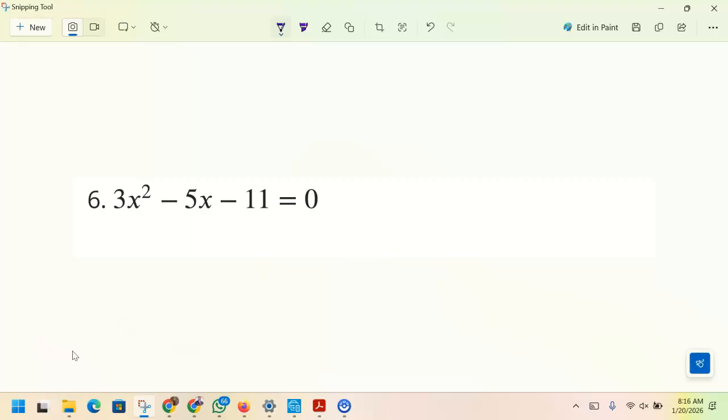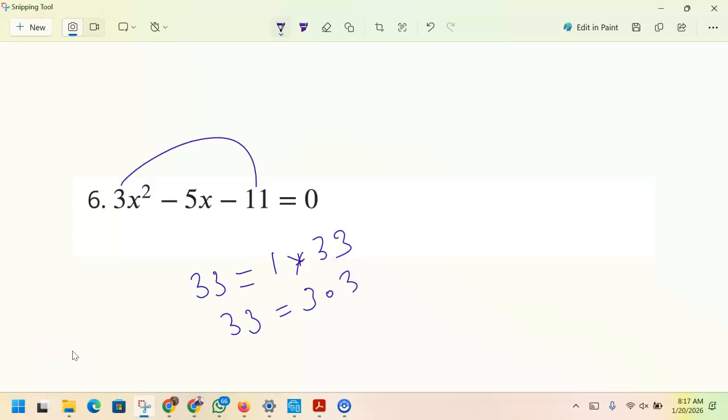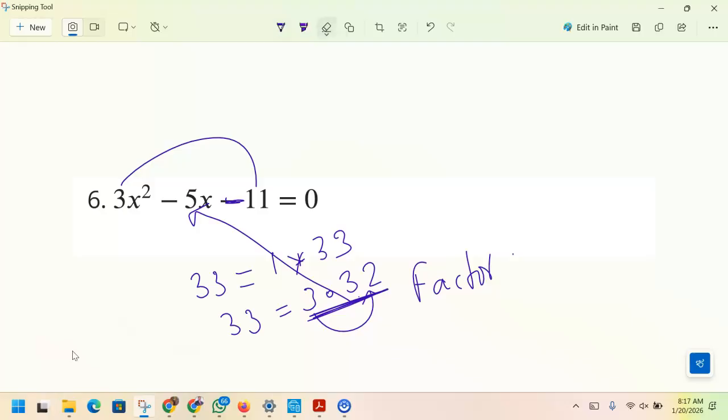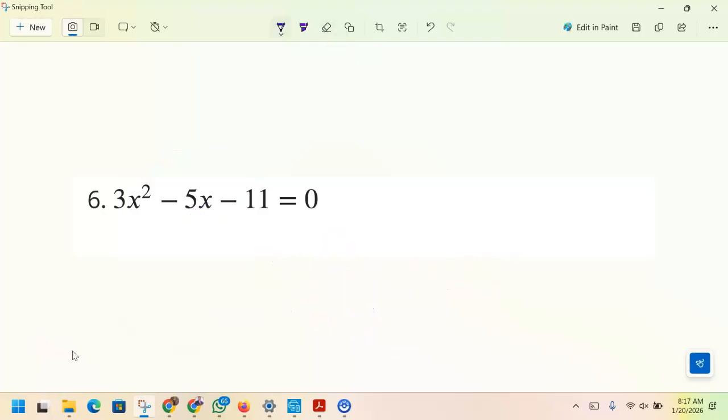So what other method can we think of? 3 times 11 is 33, and 33 is 1 times 33, and 33 also is 3 times 11. And you can see if you subtract these two, because there's a minus here, you never get minus 5. So we can't factorize this. That's not possible to factor. The best bet is to use the quadratic formula.